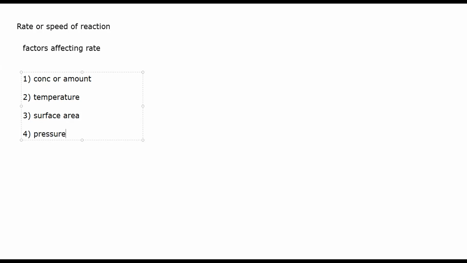It's only valid for gases. Pressure does not affect the rate or the speed for solid reactants. It only affects the gaseous reactants. For solid and liquid reactants, the rate is not affected by the change in pressure.